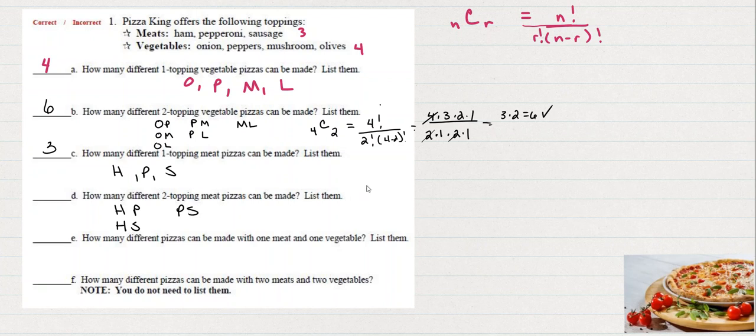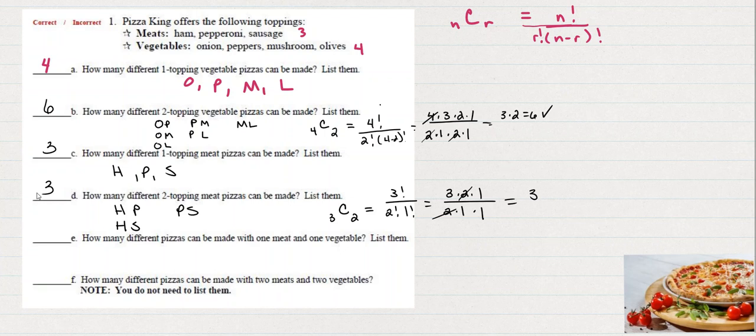If I did this as a combination, the combination of 3 toppings, chosen 2 at a time, would be 3 factorial over 2 factorial, 1 factorial. So 3 times 2 times 1 over 2 times 1 times 1. If I reduce the 2, it looks like we're left with 3 times 1 over 1, or 3. So we get that 3 either way.